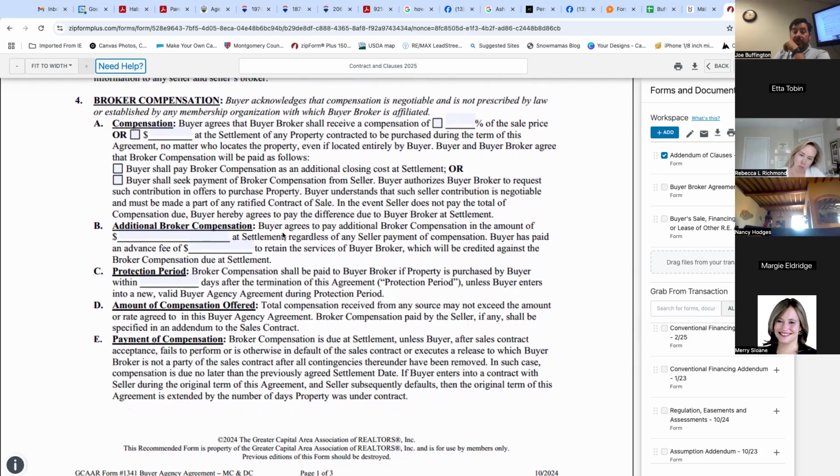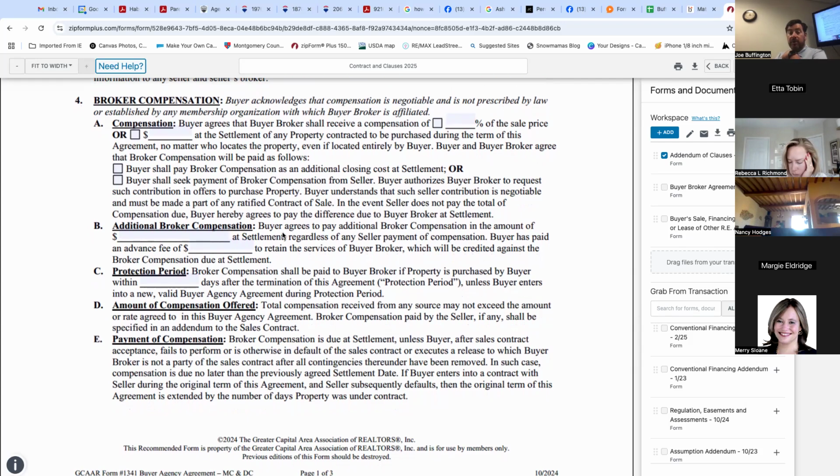All right, B, additional broker compensation. This is the flat fee, what we call our base broker commission. So this is the 445. And that's due at settlement regardless of any seller payment of compensation.